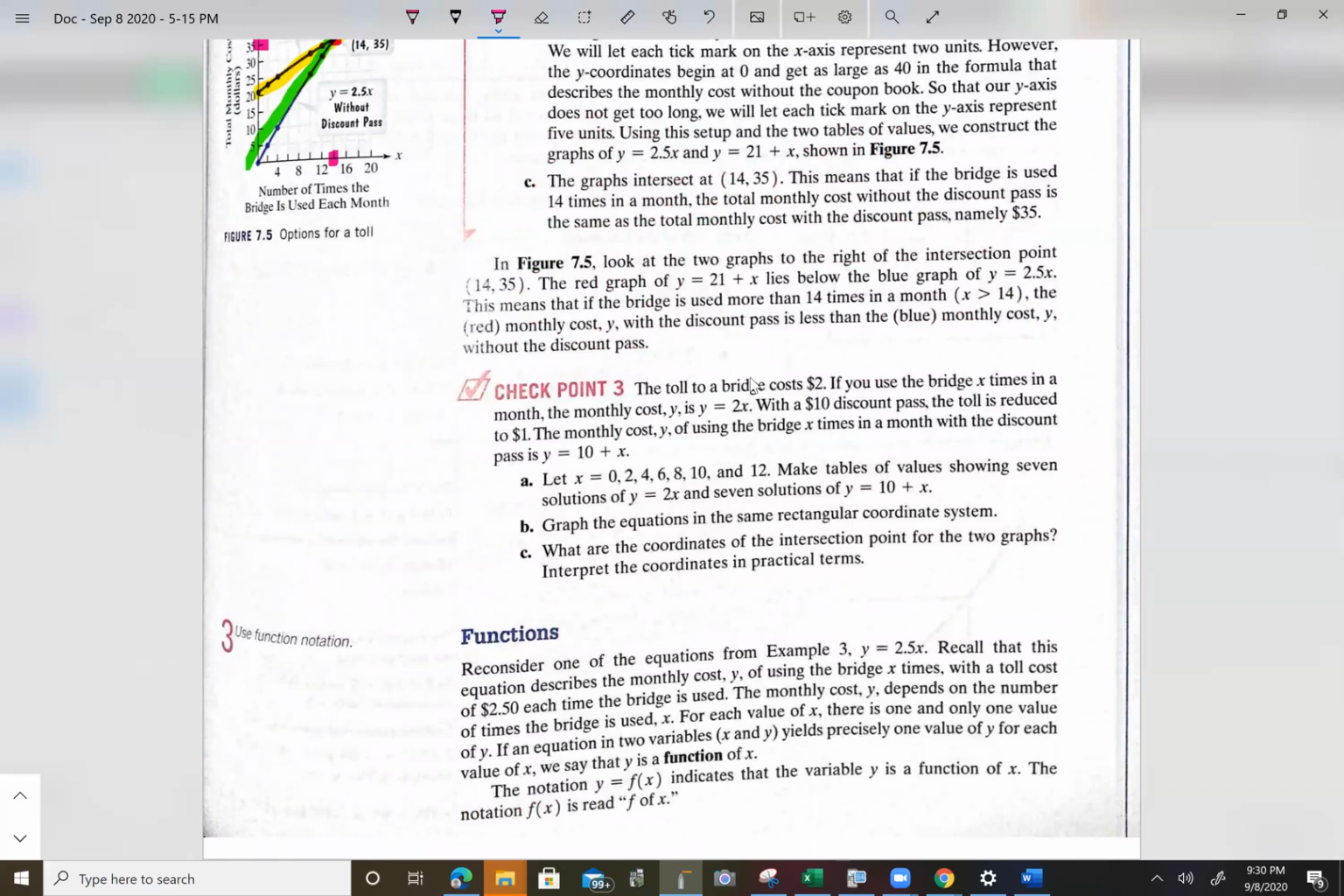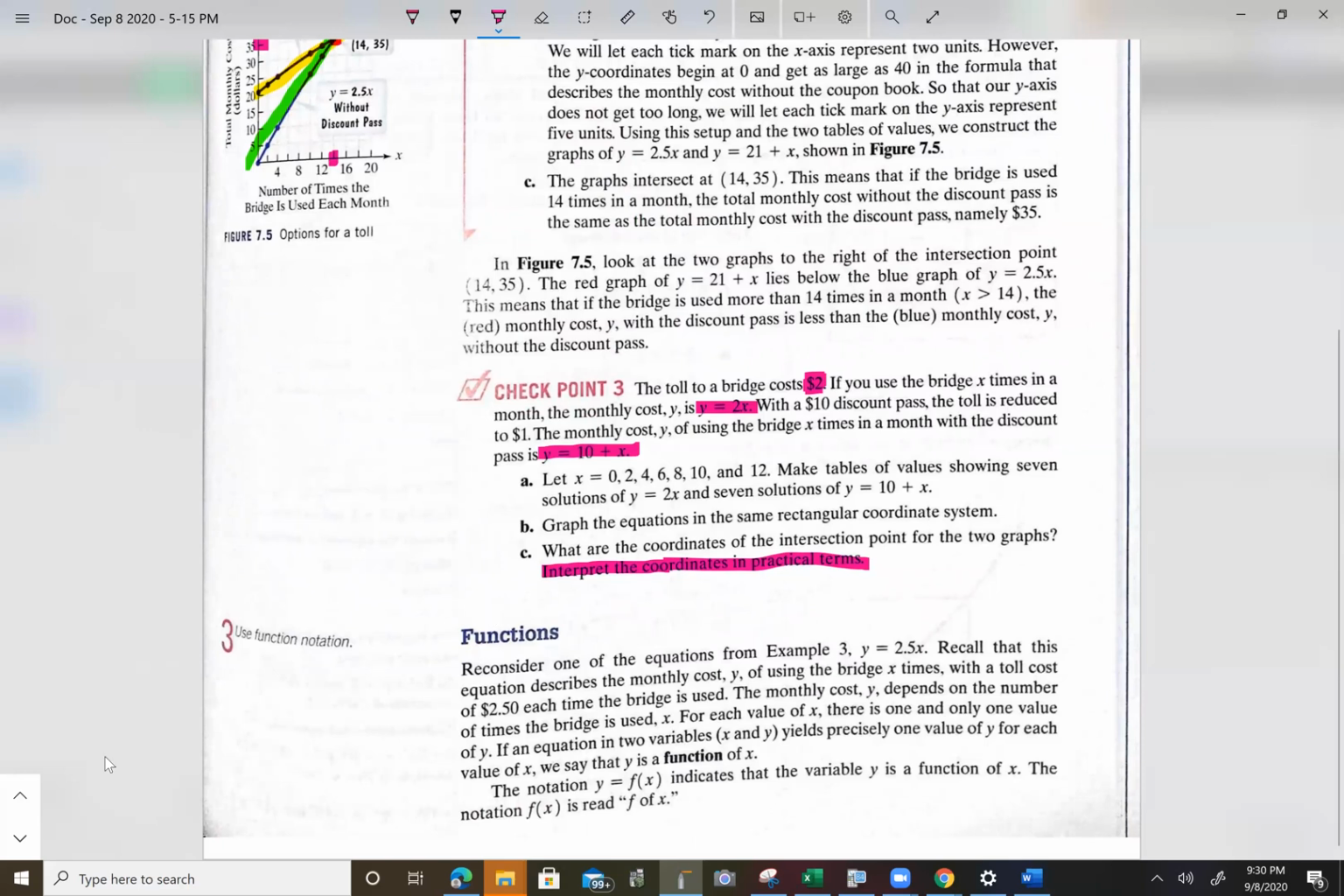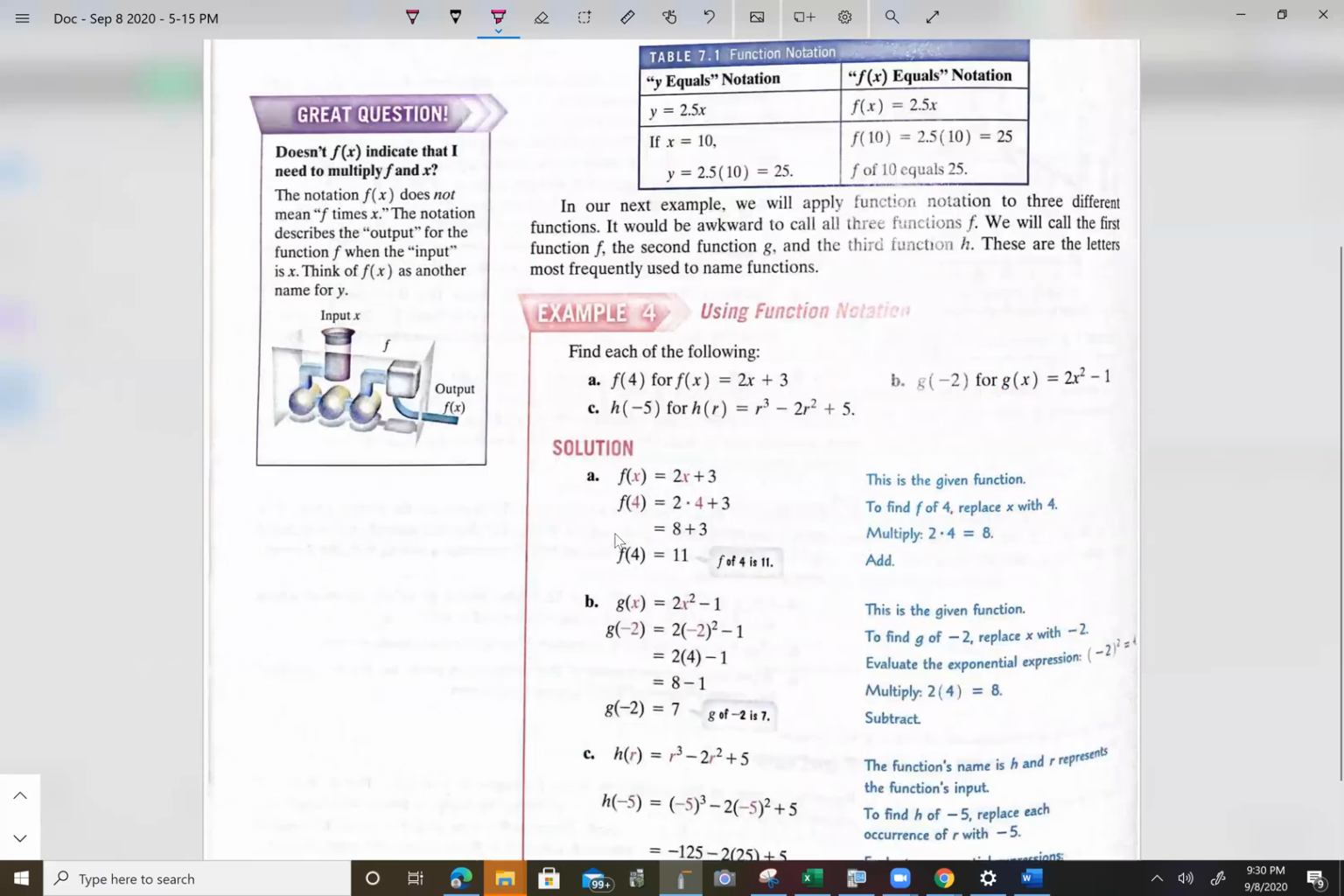Okay, checkpoint 3, the toll to a bridge costs $2. I mean, you don't even need to know that much. You just need to know that it already made these two equations for you, okay? Graph those two equations, figure out where they cross, and you can interpret what that answer means. Okay. All right. We're getting into, I think, function notation is the part that is next.